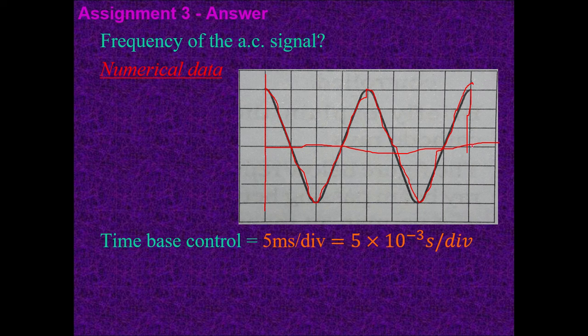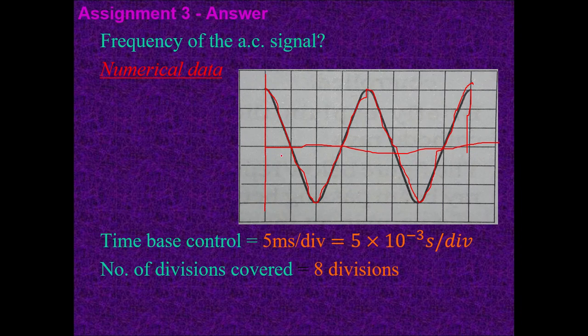Now, we have 2 methods of applying this. You can either work with one complete wave, where you have the number of divisions multiplied by the time-base control, or you can work with 2 oscillations, then remember to divide by 2. There are two methods. I'll use one of them, but I'll explain where you can apply them and how to get the same answer using the 2 different methods. So the number of divisions is 8 divisions.